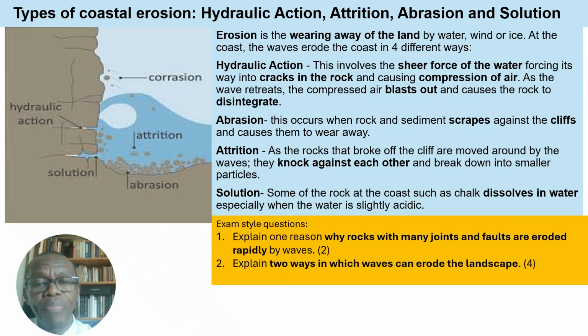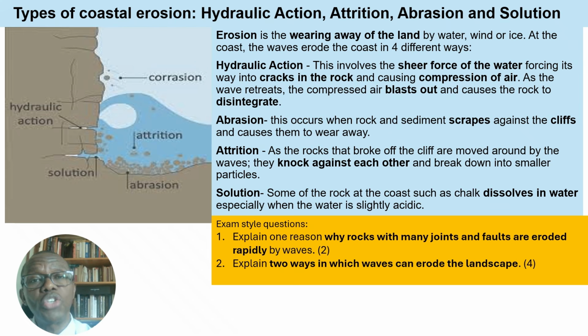Then we have abrasion. Abrasion has to do with scraping. This is where rock and sediment scrape against the cliffs and cause them to wear away. I like to look at it like a sandpaper action. If we have sandpaper and we are trying to sand down wood, and we keep rubbing the sandpaper on that wood, it is going to wear away, and you're likely to end up with wood chippings or wood filings. That shows that the wood is being filed down. So abrasion acts in the same way.